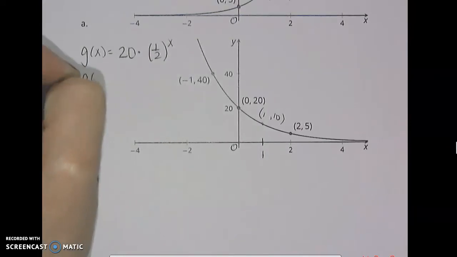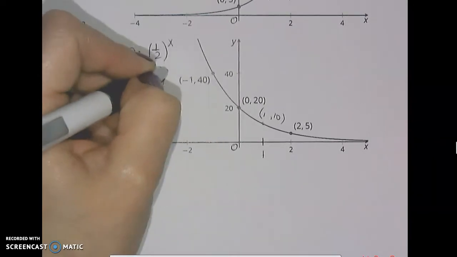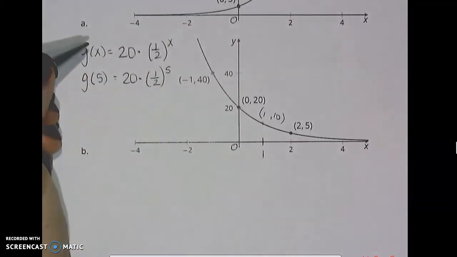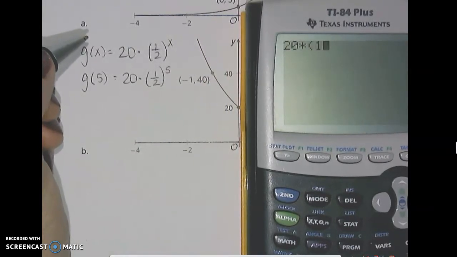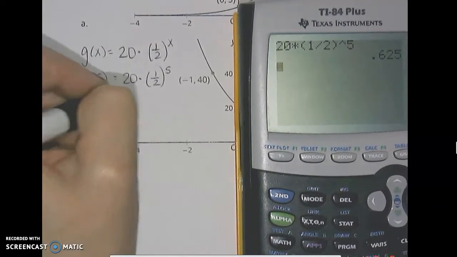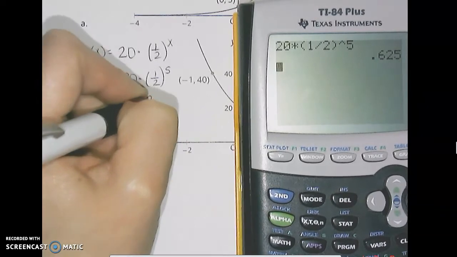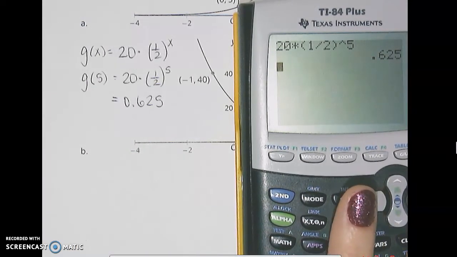So then if we're trying to find what g of 5 is, we would plug in 5 for x there. And again, we would type it in, and we get 0.625 is our answer there. Right? So it's all about starting and ending values. All right.